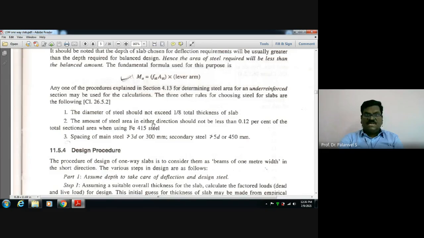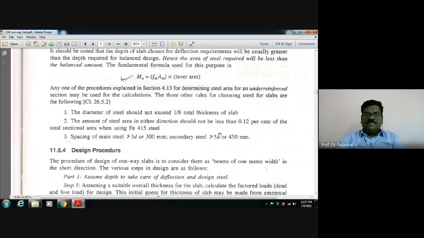The amount of steel area in either direction should not be less than 0.12% of the total sectional area. You take the sectional area of a 1 meter wide strip times the thickness. The total area of steel provided in that portion should not be less than 0.12% of that concrete area. Okay, that I will discuss later.